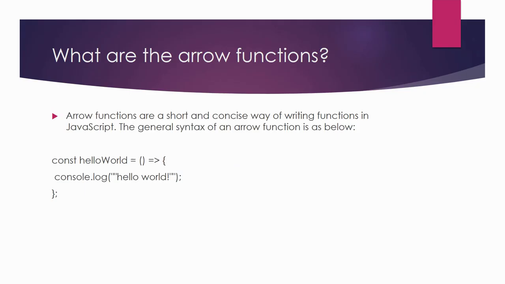Then what are arrow functions? Arrow functions are a short and concise way of writing functions in JavaScript. The general syntax of an arrow function is as follows: const helloWorld, then we write console.log, then hello world.